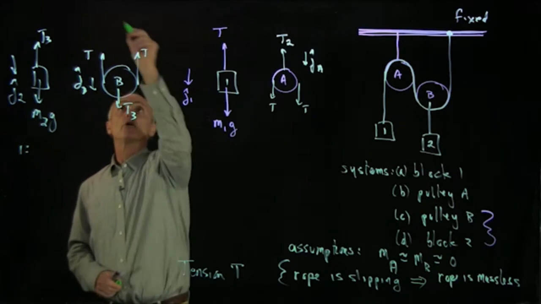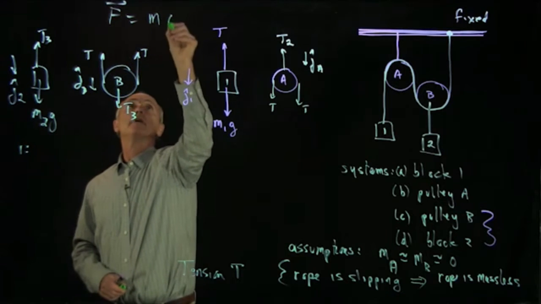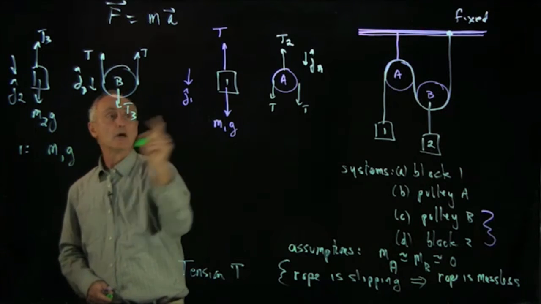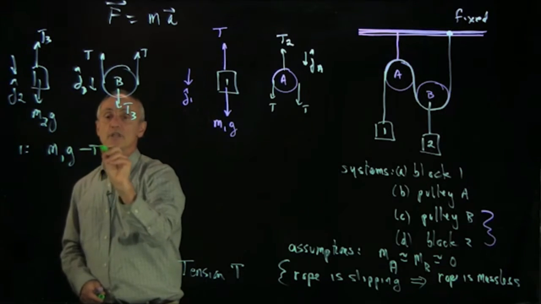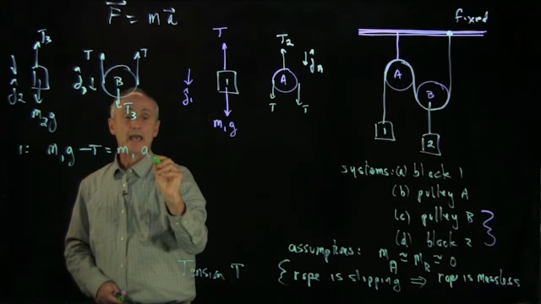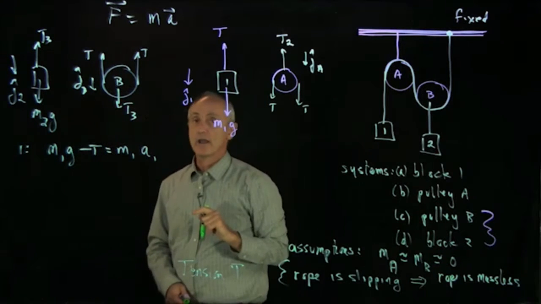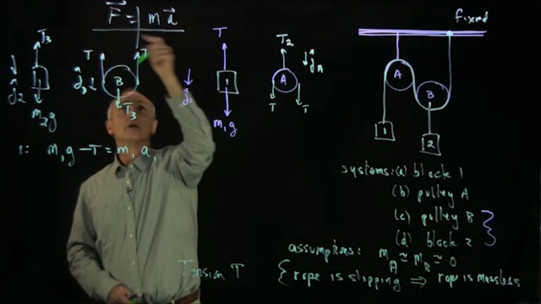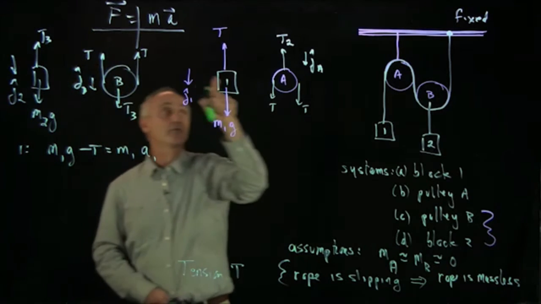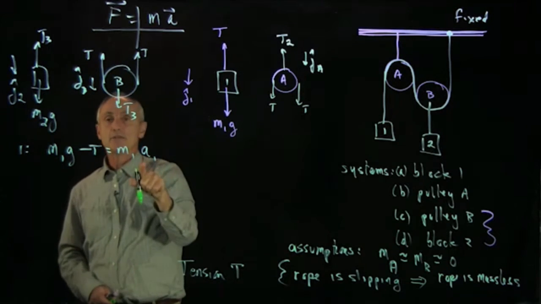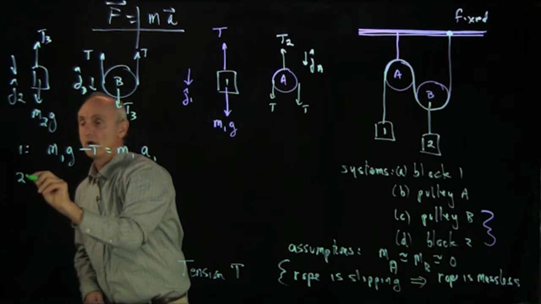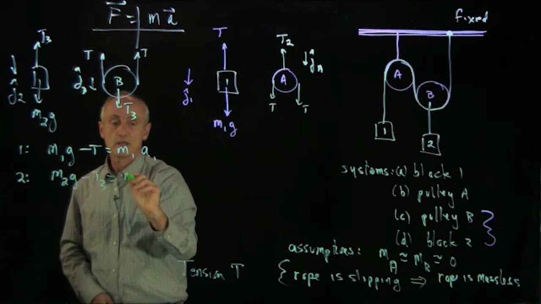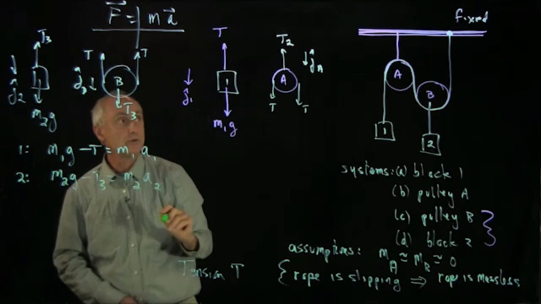Remember, in all cases, we're going to apply F equals ma. So for object 1, we have m1g positive downward minus T is equal to m1a1. And that's our F equals ma on object 1. Sometimes we'll distinguish that the forces we're getting from our free body diagrams, and a is a mathematical description of the motion. For block 2, we have m2g minus T3 is equal to m2a2.